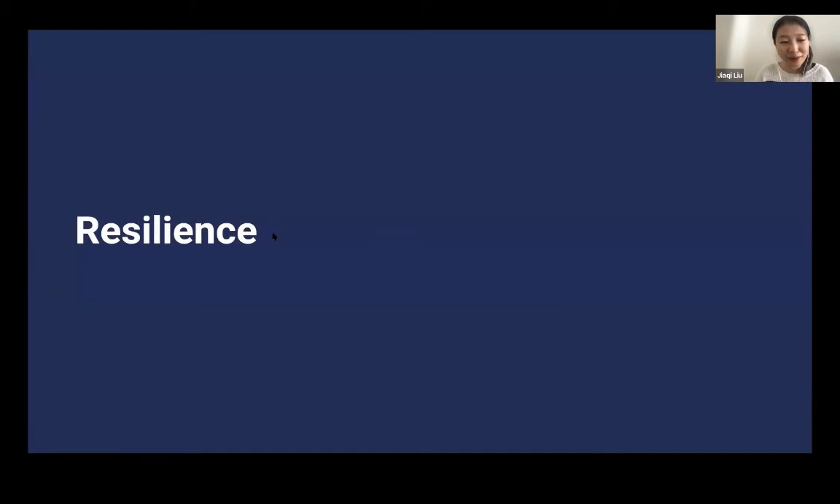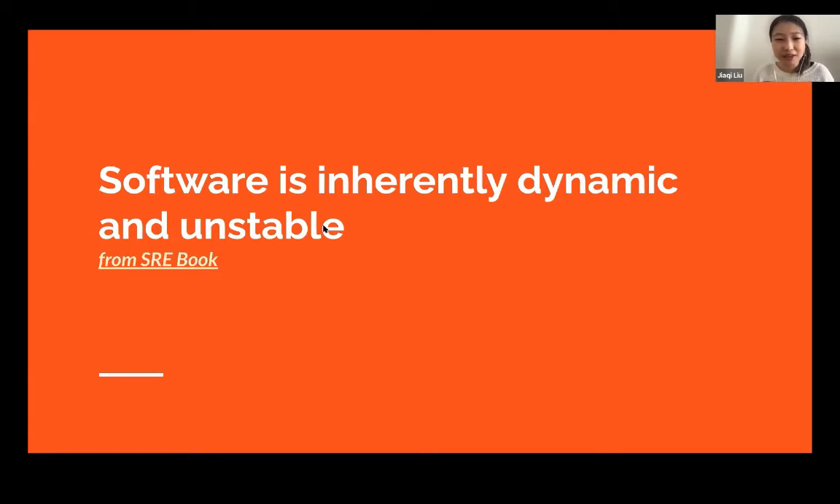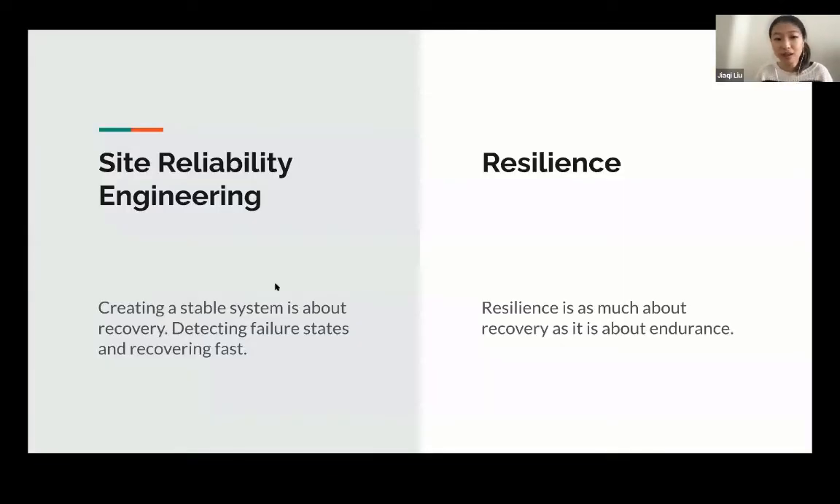So going with the theme of the conference, I have to talk about resilience. Software is inherently dynamic and unstable, from the site reliability engineering book, which I highly recommend. A lot of what I've learned in my time building and maintaining software is you really can't build a system that isn't going to break. Rather, you have to become more resilient as a software engineer and in building resilient systems to recover very quickly from any failure states. In site reliability engineering, one of the core concepts is that creating a stable system is about fast recovery and being able to quickly detect failure states and recovering from them.